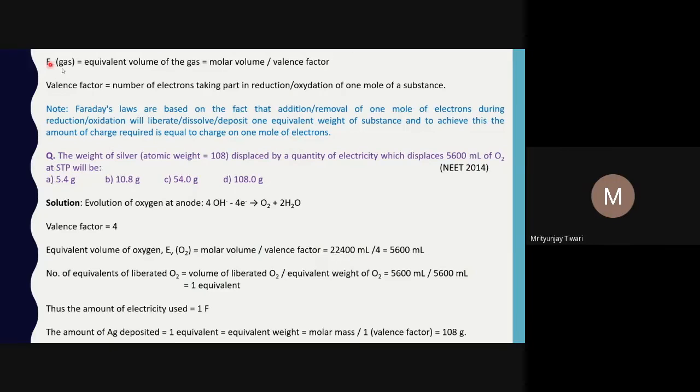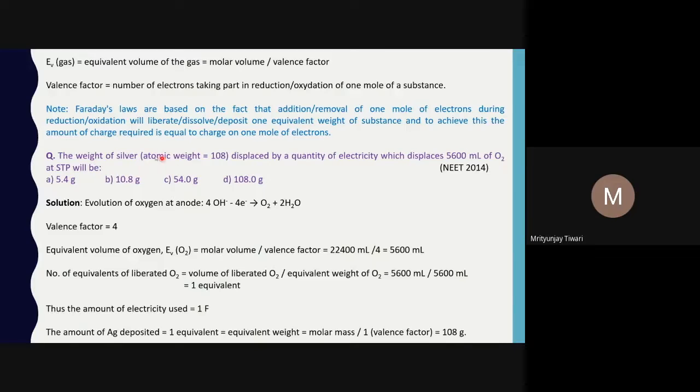So now the EV of gas is the equivalent weight of the gas, and this is equal to the equivalent volume of the gas, and this is the molar volume divided by the valency factor. Simple. So the valency factor is the number of electrons taking part in reduction or oxidation of 1 mole of a substance. So if for 1 mole of substance we know how many electrons are required or taking part, based on that we can find out the valency factor, and with that we can easily find out the equivalent weight as well.